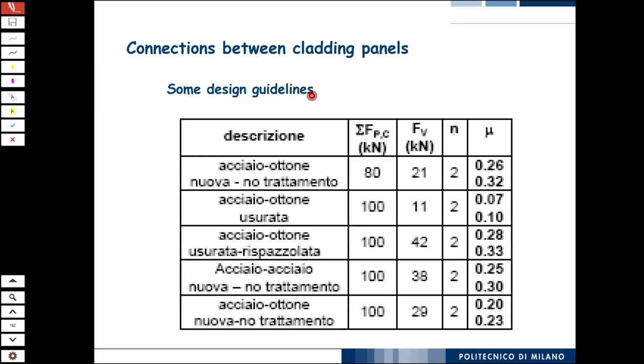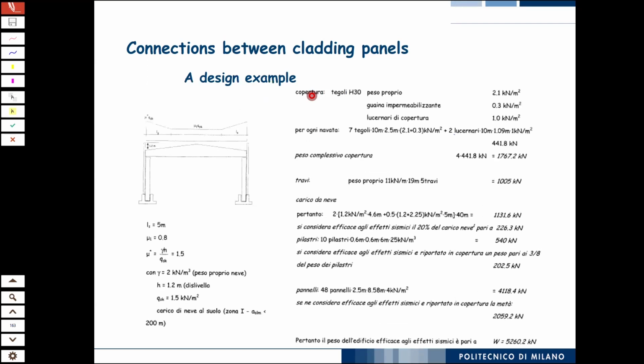And we ended up with some design guidelines from the tests. We developed a design table for the friction coefficient. So you see that we have a friction coefficient between 0.25 and 0.3. And the interesting thing, sorry, this is in Italian, but this means steel brass. This is new, 0.28. And this is steel brass after use, when you rebrush it, you go back to 0.3. So it's something interesting.